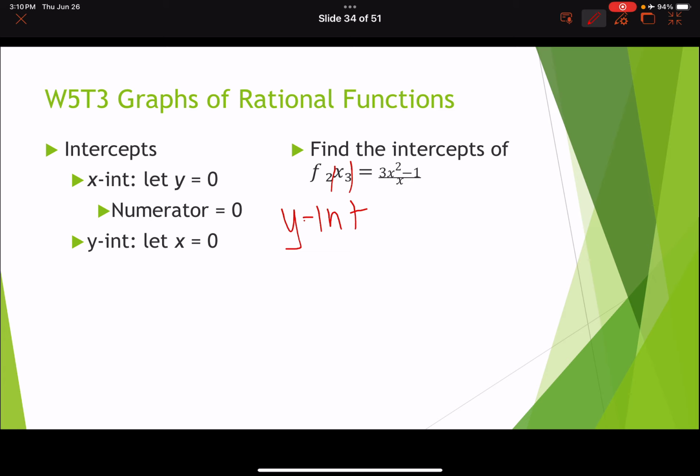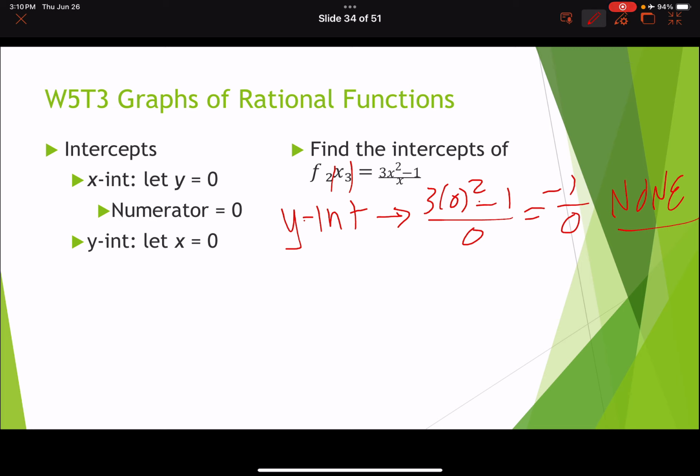And so what that would be is we would have 3 times 0 squared minus 1 over 0, right? And so if we do -1 divided by 0, we can't do that, right? So that means that there is no y-intercept. None. So this never crosses the y-axis.